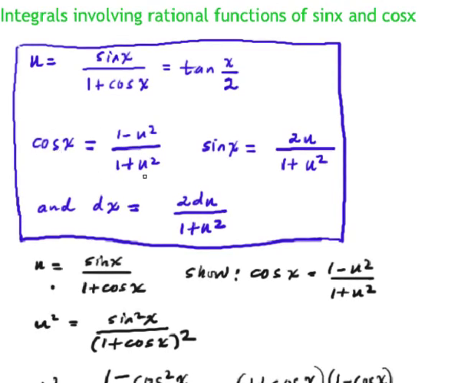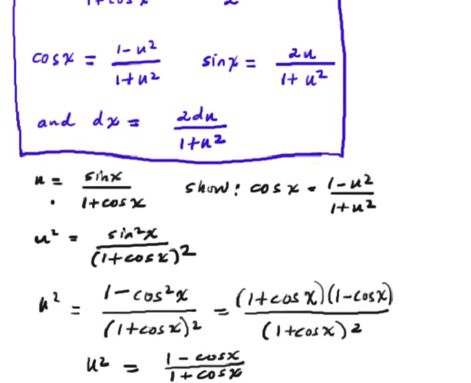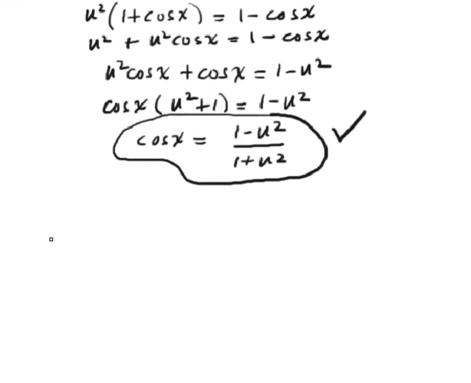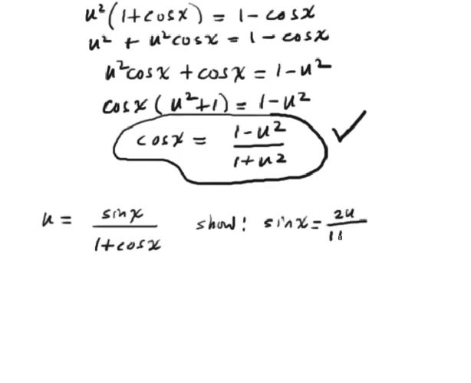So we've shown that cosine x is equal to 1 minus u squared over 1 plus u squared, and now we'd like to show that sine x is equal to 2u over 1 plus u squared. So again, we'll start with this equation, u equals sine x over 1 plus cos x. Let's do that. If we have u equal to sine x over 1 plus cos x, we want to show that sine x is equal to 2u over 1 plus u squared.